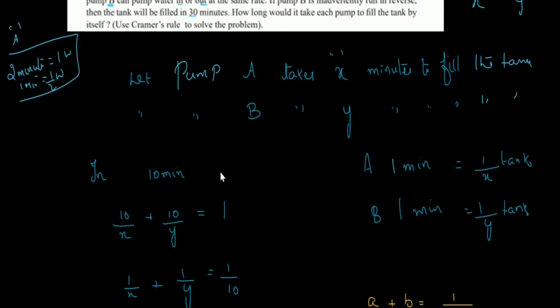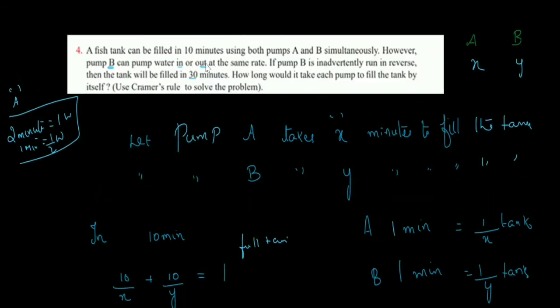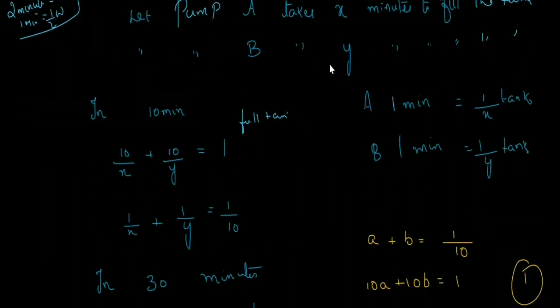So 10 by X plus 10 by Y will be equal to 1, since after 10 minutes the full tank is filled. 1 means a full tank. That's what is given: in 10 minutes it will fill the full tank. So 10 by X plus 10 by Y is equal to 1 full tank. You can divide by 10, and you get 1 by X plus 1 by Y is equal to 1 by 10.